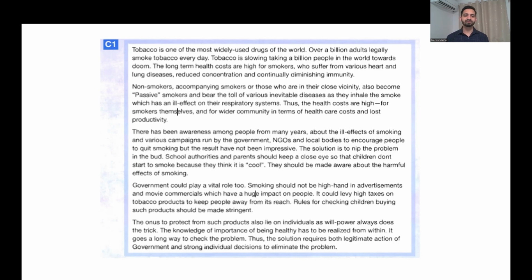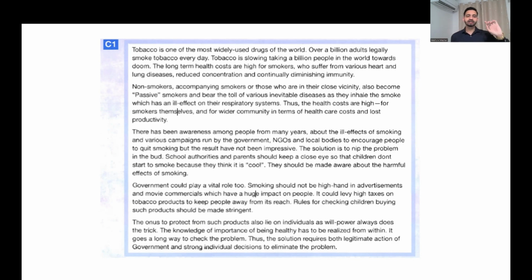School authorities and parents should keep a close eye so that children don't start to smoke because they think it is cool. They should be made aware about the harmful effects of smoking. Government could play a vital role too. Now we talked about NGOs, we talked about parents, right? We talked about authorities. Now we should be talking about someone else who also has the responsibility.